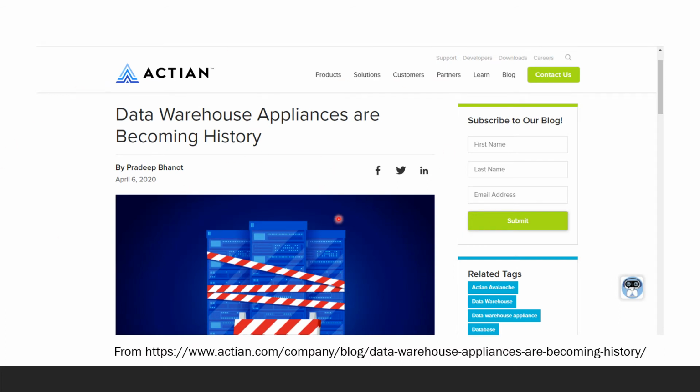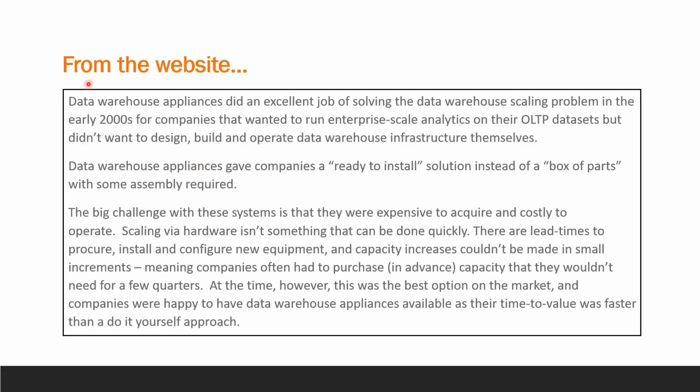Okay, this is the issue that I talked about early in the DWA introduction. One of the blogs stated that data warehouse appliances are becoming history. This blog was written in 2020, and now it's 2021. I'm not very sure what happened to the data warehouse appliance, but I'm pretty sure there are fewer users that use this technology, because most companies began to use cloud computing, which we're going to discuss later on.